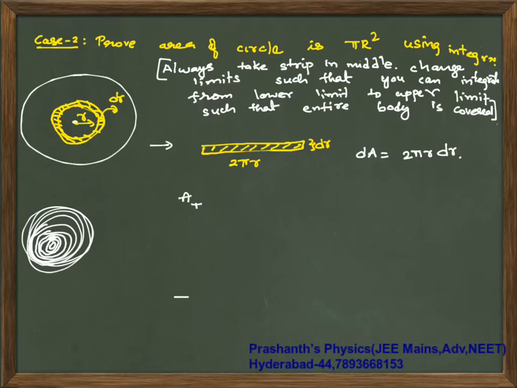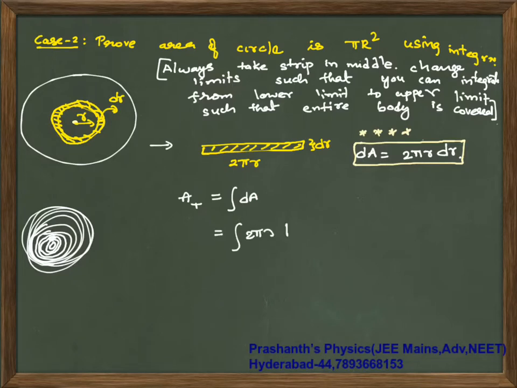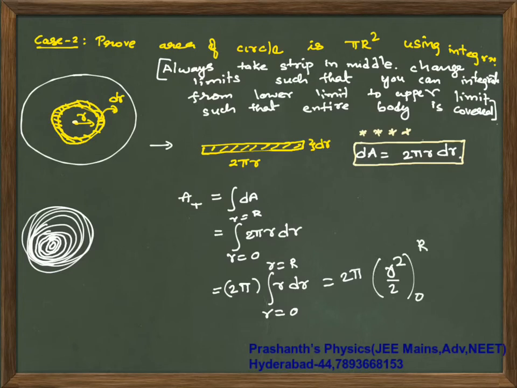So from now on, if you see a circular object where mass or charge is distributed along area, for a small area you are supposed to remember that you have to take a strip like this where dA is 2 pi r into dr. Now to get the total area, A total is equal to integral of dA, that is equal to integral of 2 pi r into dr, where r is varying from 0 to capital R. That will give you 2 pi times integral r dr from r equal to 0 to capital R, which gives 2 pi times small r square by 2, lower limit 0, upper limit capital R. So that gives 2 pi times capital R square by 2, the 2 will go off, and finally you are going to get pi r square.